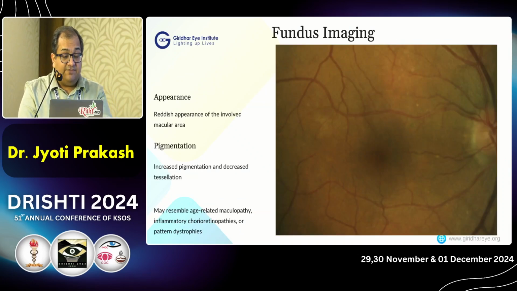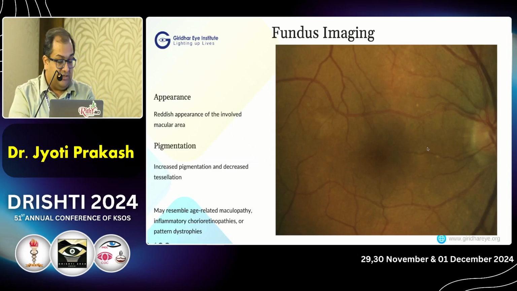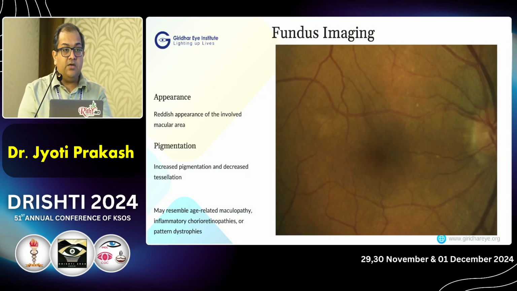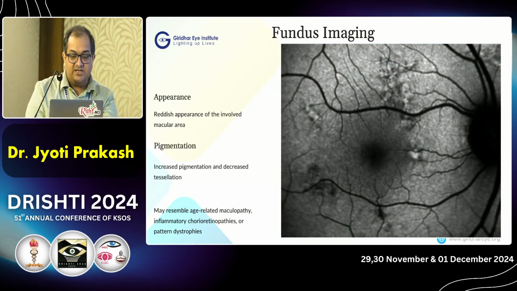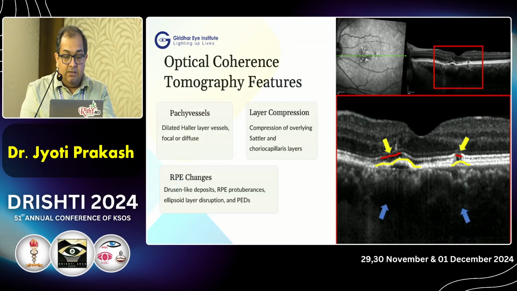This is how the fundus would look. To the untrained eye, this would probably look like a normal fundus, but if you look very carefully at the nasal part of the fundus, you can see some mottling and RPE pigmentation changes. The important investigative modality to utilize here is FAF, fundus autofluorescence. When you do that, it very beautifully highlights the differential changes which are there at the level of the RPE.